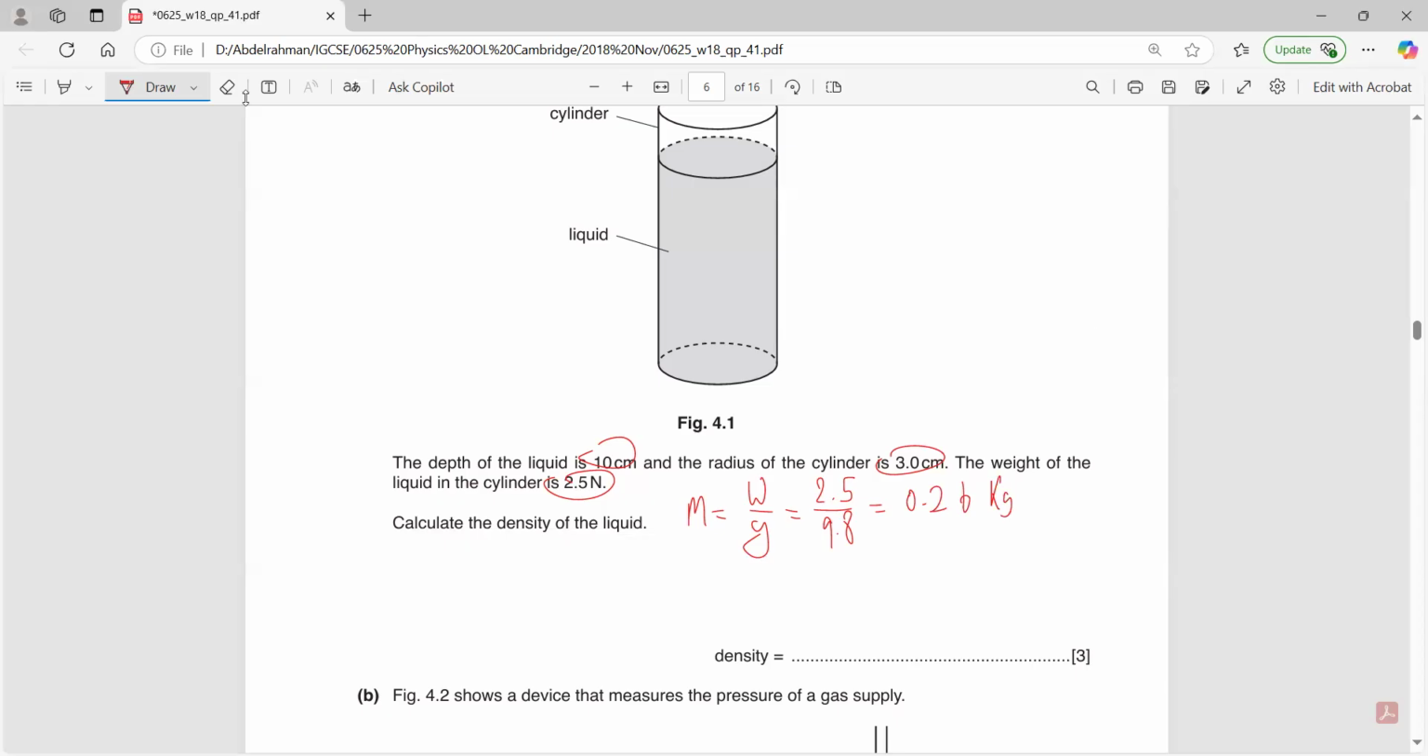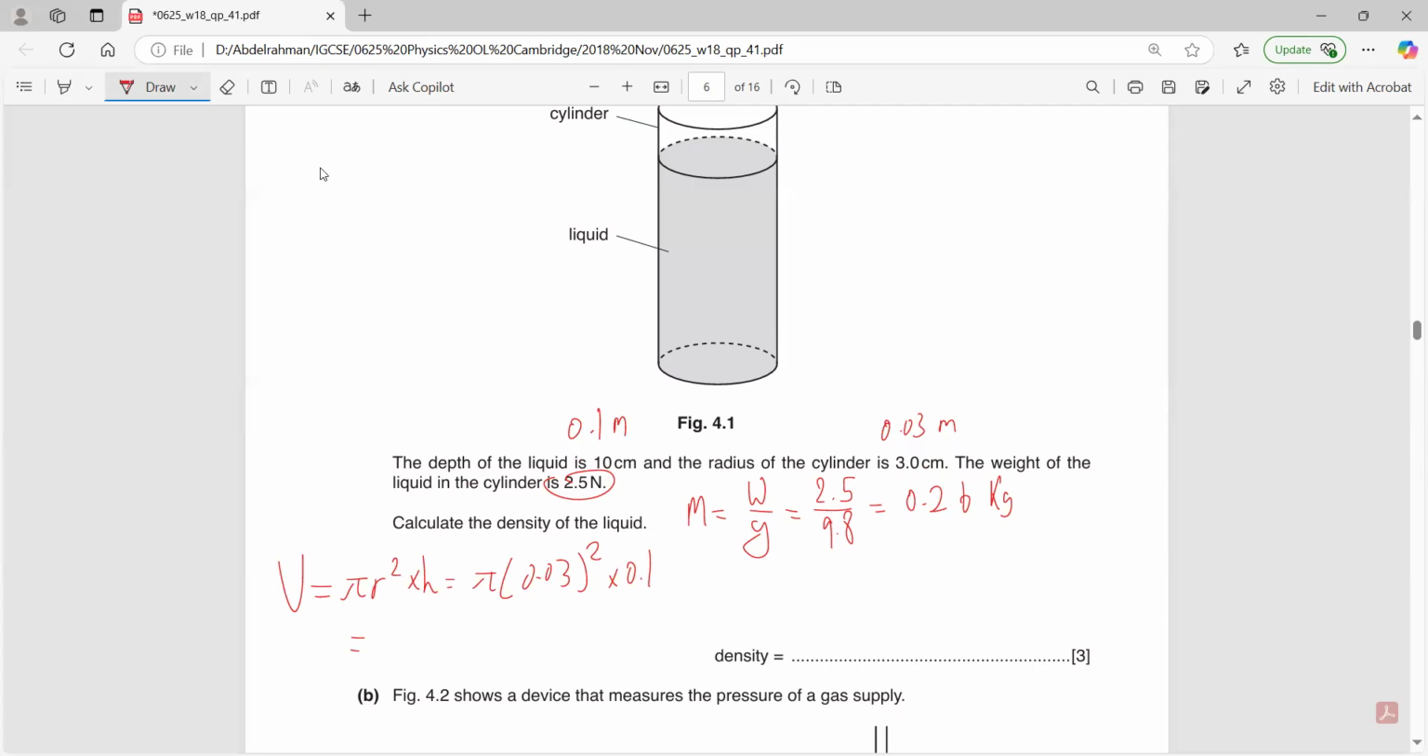What is the volume? Volume equals, this is a cylinder, so it's pi r squared times height. But you need to change the centimeters to meters. 10 centimeters is 0.1 meters. Radius 3 centimeters, so it's 0.03 meters. Volume equals pi times the radius 0.03 squared times the height, which is 0.1. It would be a very small number, which is definitely okay.